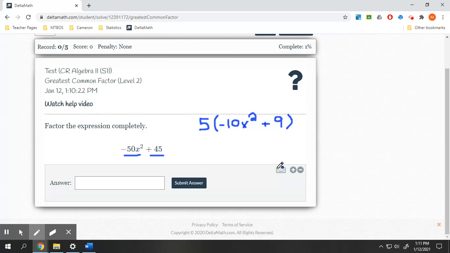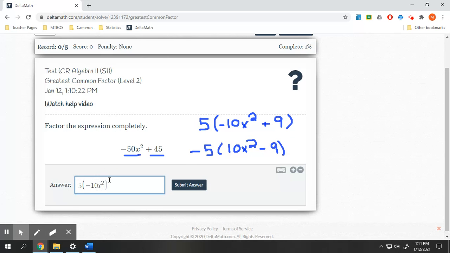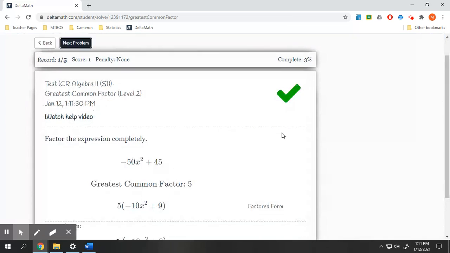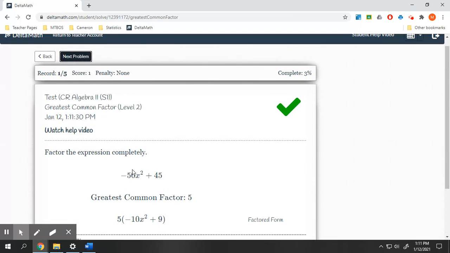All right. Now, something that I see here is that you could have also factored out a negative 5. That would just change your answer to 10x squared, and then finally, that would be a negative 9. I'm pretty sure they would accept both of those answers. Let's try the first one to see if they'll accept that. So I have 5 times negative 10x squared plus 9. And let's see if that will work. Yep, they did accept that.